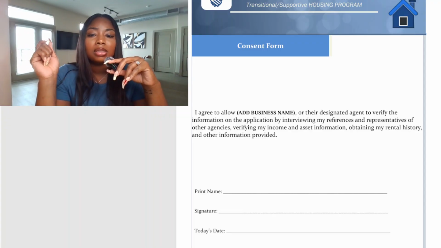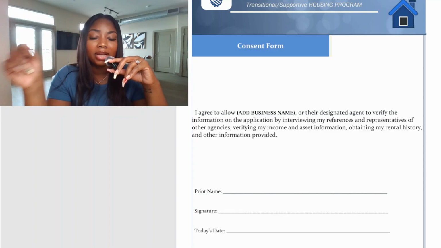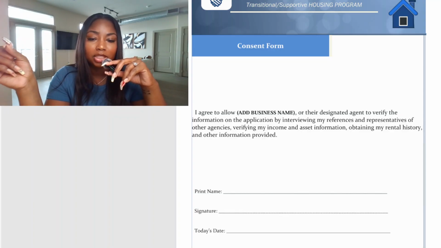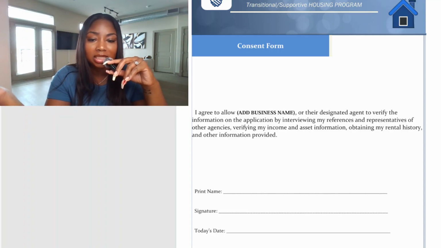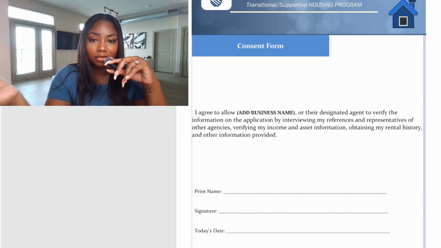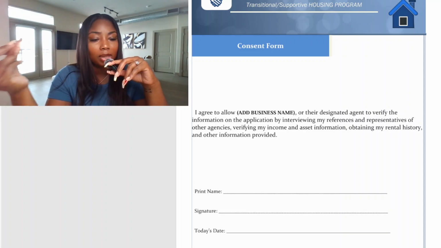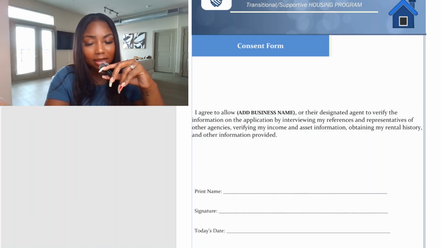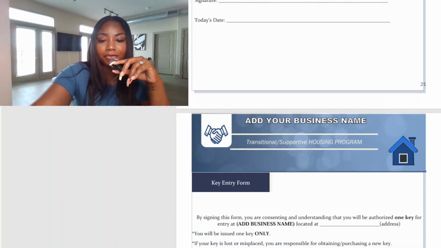Consent forms. I agree to allow your business name and their designated agent to verify the information on the application by interviewing my references. Representatives of the agencies verify my income and accept information, obtaining my rental history and other information provided. This consent form is very important so that when you're getting individuals' consent, later on when something happens, they can say I didn't do that, and you're able to pull up this form with their printed name and their signature and the date.